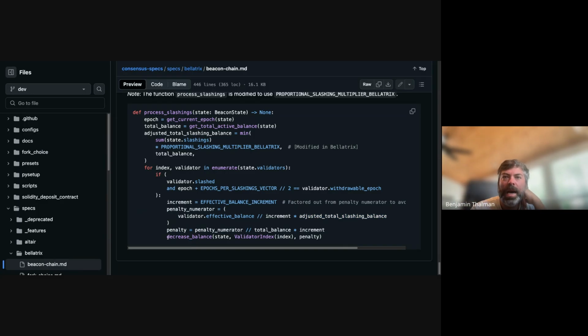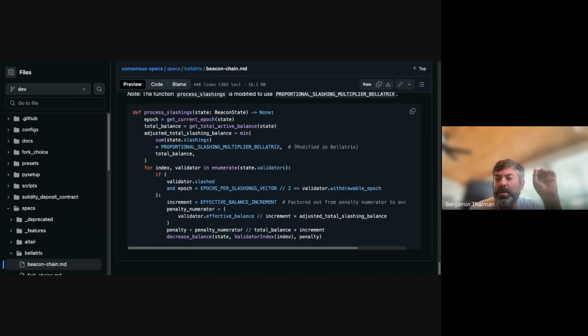The last thing to happen is the validator has its balance decreased by penalty, which is an amount in Gwei, and it's going to be equal to roughly 3 times the proportion or the percentage of validators committing a slashable offense in your 36-day window. And remember that 36-day window is centered on when you committed a slashable offense.